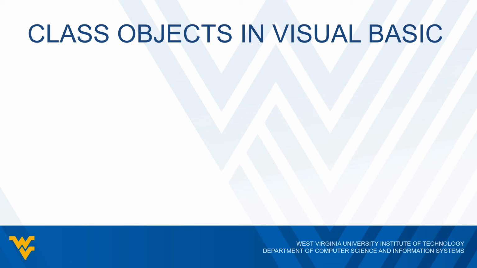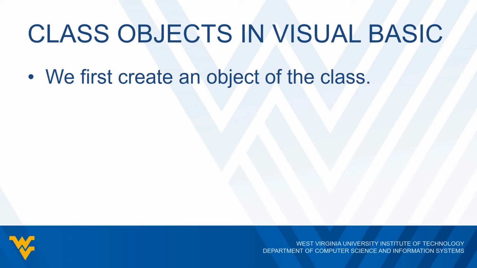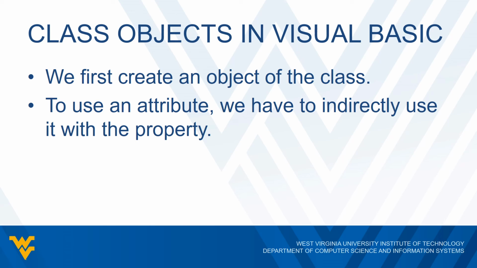Once we've created our class, we can now work with the objects in our programs. So the first thing we have to do in Visual Basic is to create an object of the class. So we've seen that before. So we would declare an object variable, and then we would instantiate it. And then in order to use an attribute from that object, we'd have to indirectly use it with the property. So remember, the attributes themselves are private, so we can't directly access them using normal approaches, but we can indirectly access the attribute by accessing the property associated with that attribute. So let me give you an example here.